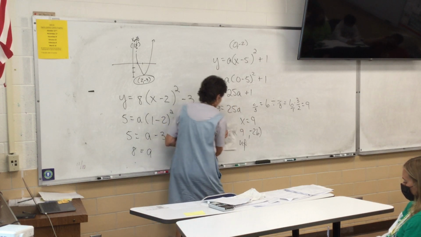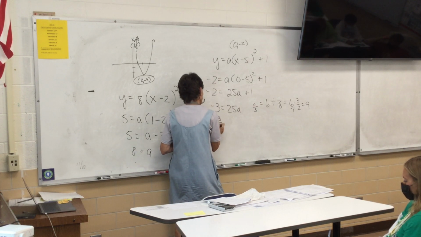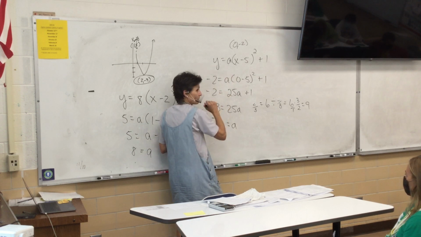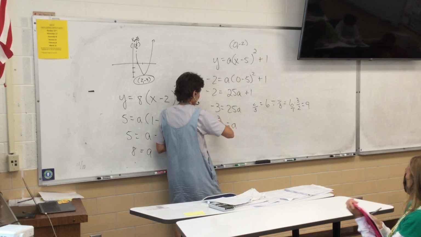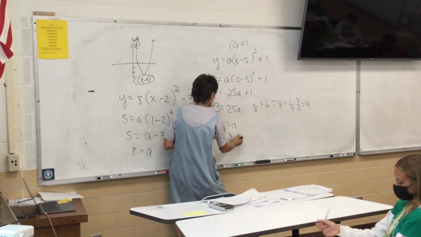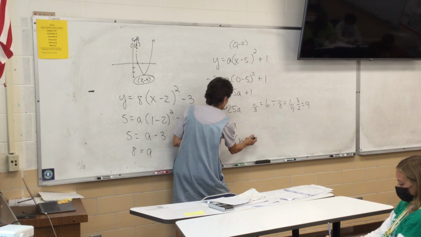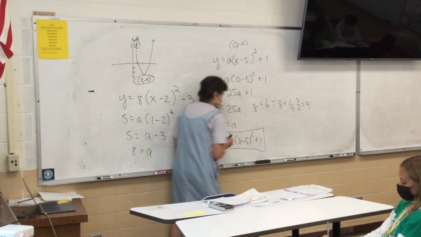And a is going to equal -3/25. Now that's a hideous number, but don't worry, all you have to do is plug it back in your equation, right? All you have to do is write it down right there in place of a. So y equals -3/25 times (x minus 5) squared plus 1. There is your answer.